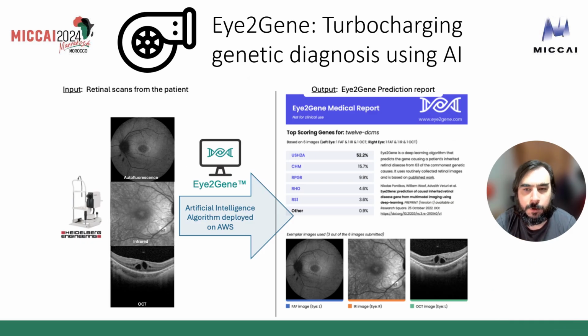We have developed a neural network-based classification algorithm called Eye2Gene, which attempts to predict the causative gene from retinal scans, which can be collected inexpensively and non-invasively. The hope is, with this technology, we can accelerate the genetic testing process and improve yields by leveraging AI-assisted phenotyping.